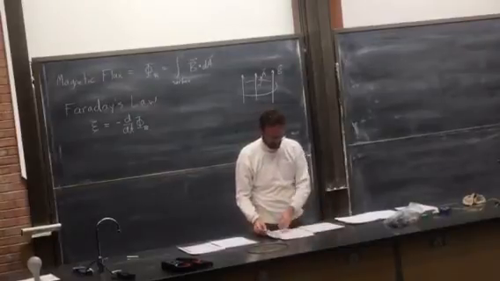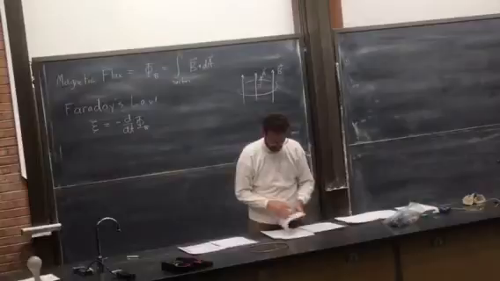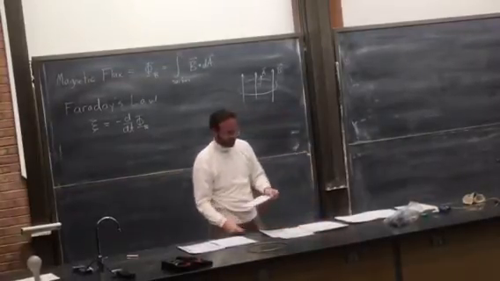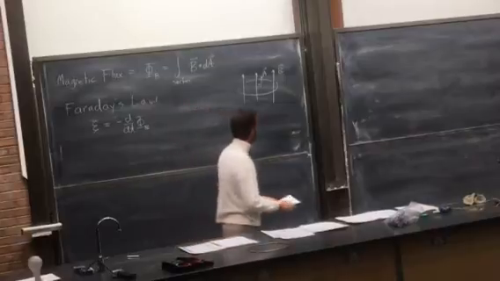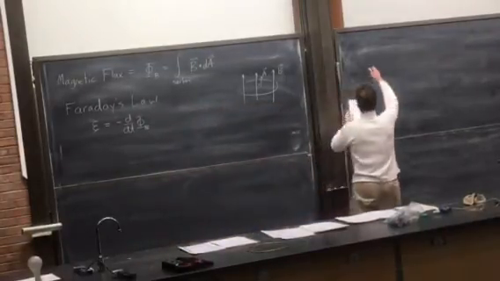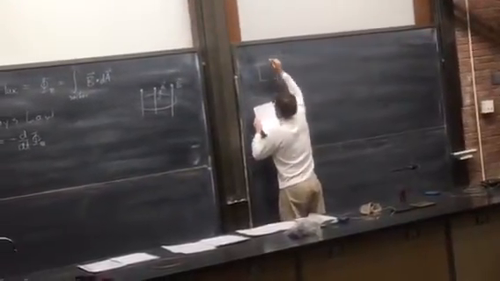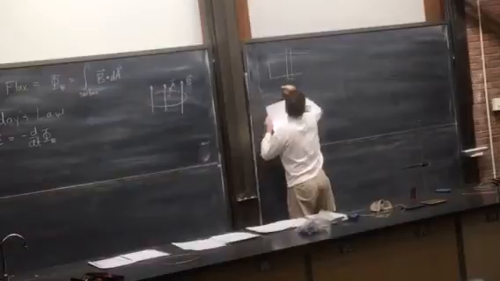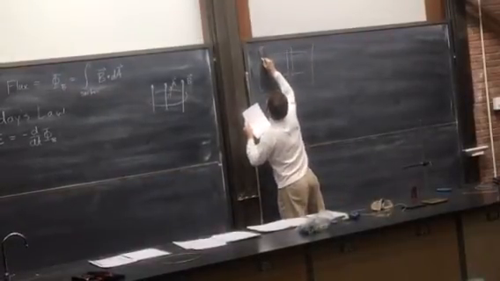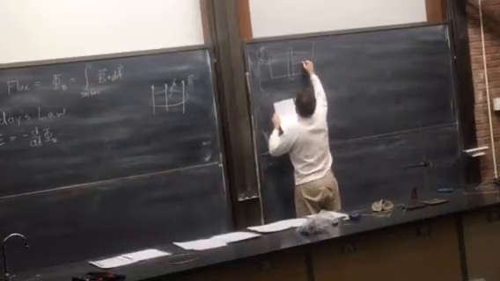It's that induced EMF that gets the current flowing. Here it is, back to motional EMF. Say this is all in a B field that comes out of the board, and you move this bar with velocity V.